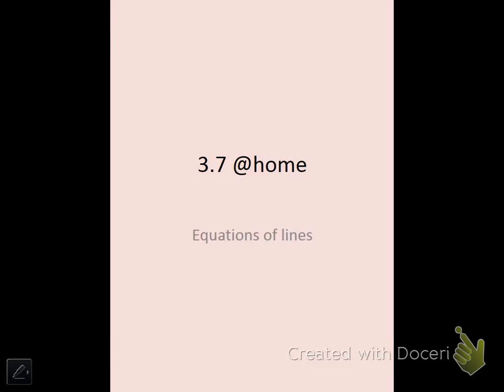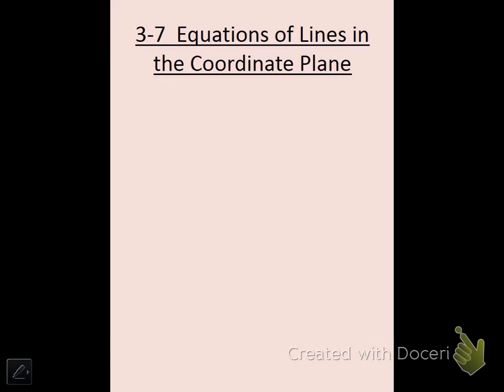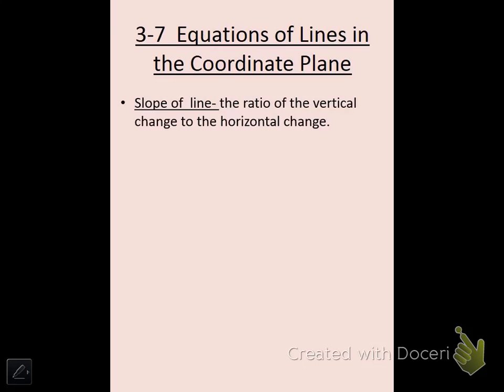So in this video we're going to be talking about equations of lines, on a coordinate plane. When we are trying to find the slope of the line, we always need a slope to make the equations. It's the ratio of the vertical change to the horizontal change, so it's going to be rise over run, or y2 minus y1 over x2 minus x1. This lesson should be a review.